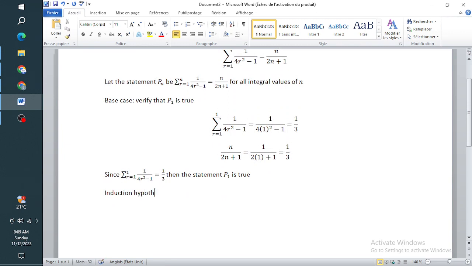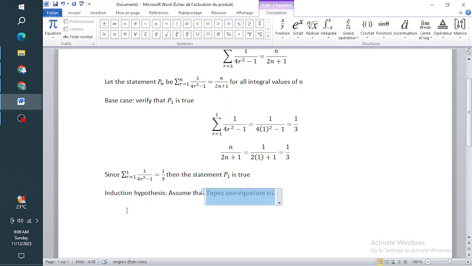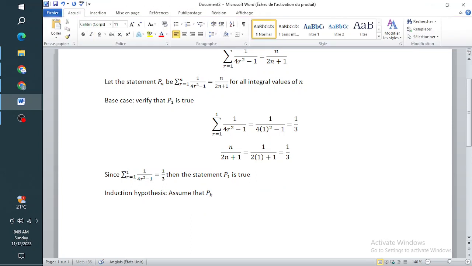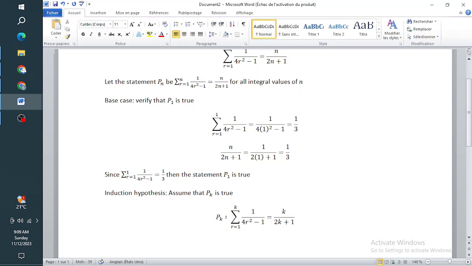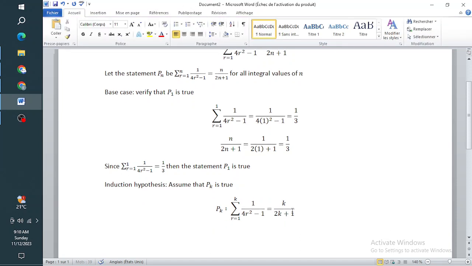The next thing to do is the induction hypothesis, where we assume that P of k is true. Now we write down what the statement P of k is. The statement P of k is that the sum from r equals 1 to k of 1 on 4r squared minus 1 is equal to k divided by 2k plus 1. I'm just replacing n with k.